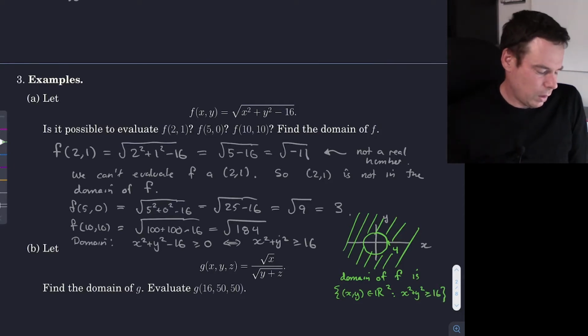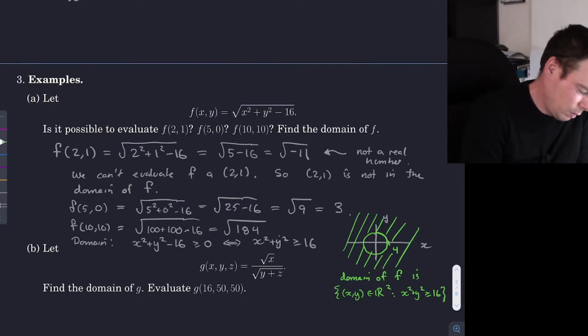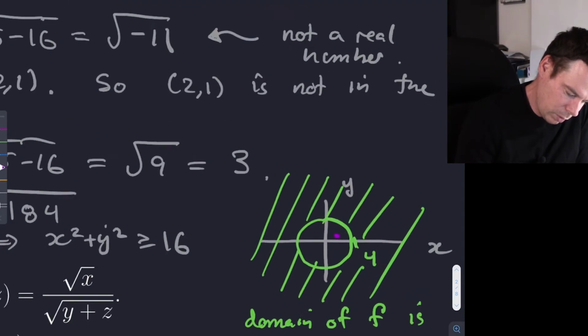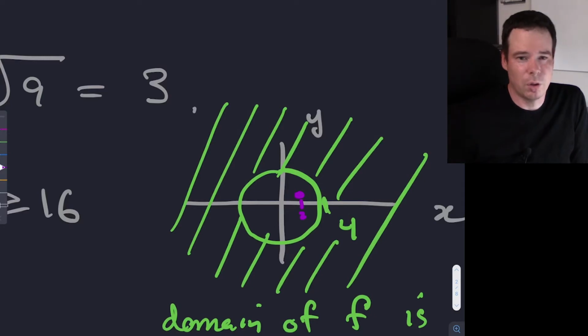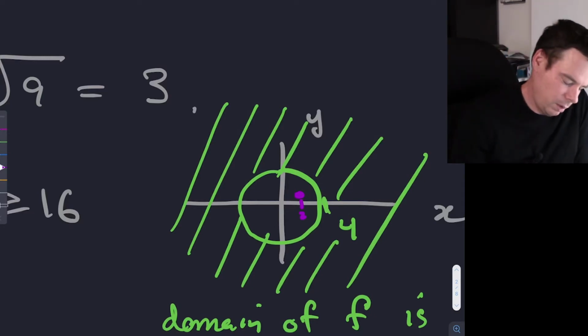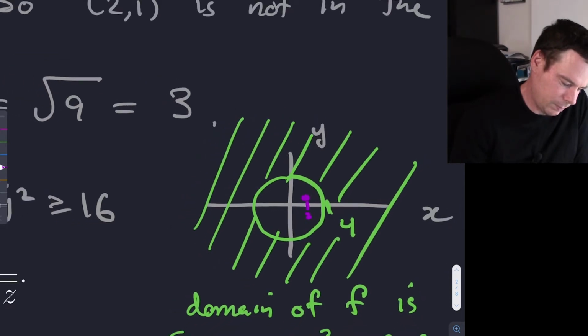And now we can see why the 2, 1 didn't work. For example, 2, 1 wasn't in the domain because it's somewhere around here. Maybe I'll zoom in so we can see. So if that's 4, then 2 is somewhere around here, and then up 1 unit. So there's our point 2, comma 1. And it's inside the circle, and that's not in the domain of our function f.